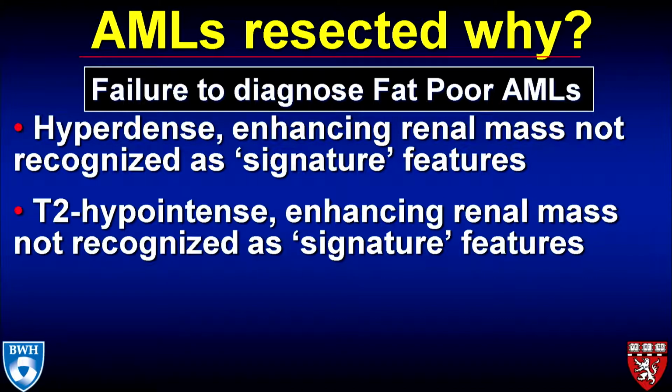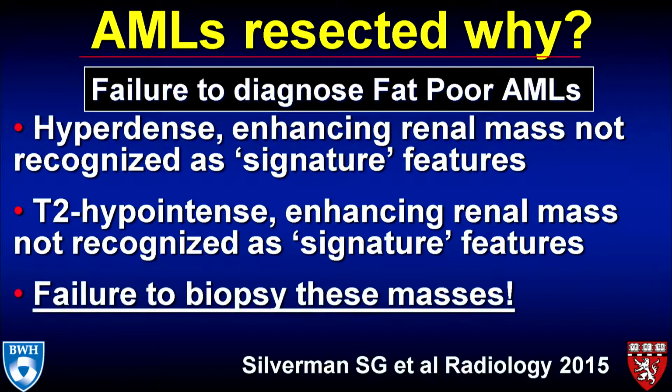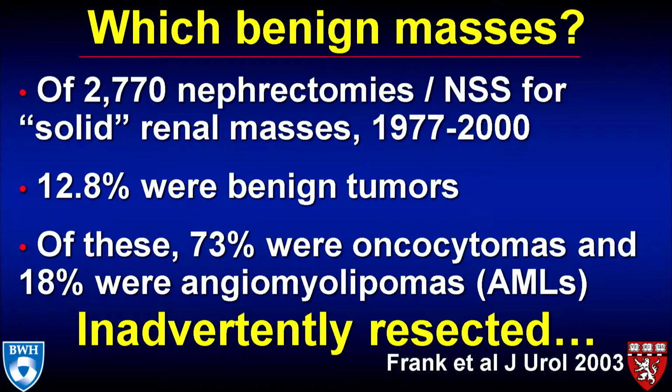Think fat-poor AML. Could it be a papillary renal cell carcinoma? Yes. So how do you distinguish it? You biopsy it. Now, I don't have time to go into some really exciting advanced stuff using MRI, but here you're talking about a cancer versus a benign lesion. I want to be 100% certain. I want to biopsy those lesions.